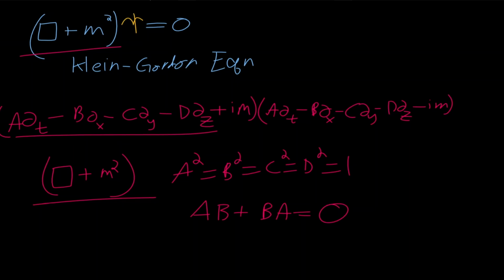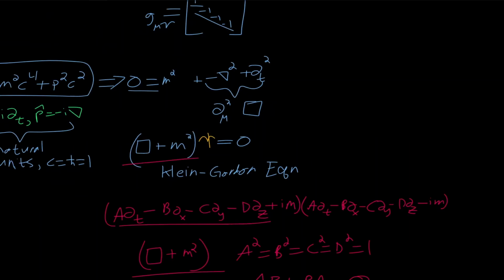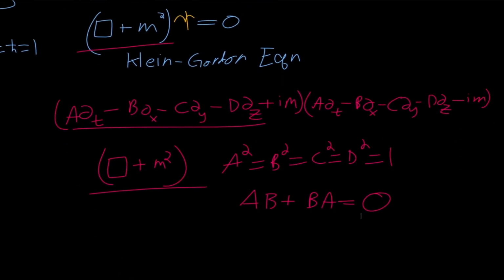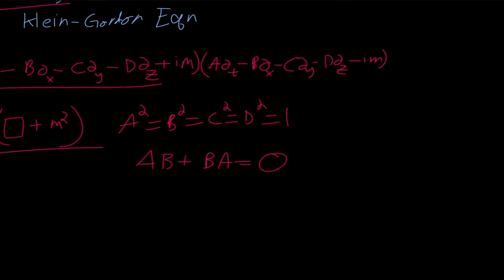So what object have we created? We've taken these derivative operators and factored them, and we've ended up with numbers that shouldn't actually commute with each other. We've gone from having scalar values in front of the derivatives to effectively turning them into matrices. And the solution to this puzzle, where a squared equals b squared equals c squared equals d squared equals 1, and all these anti-commutation relations, is just the Dirac gamma matrices.